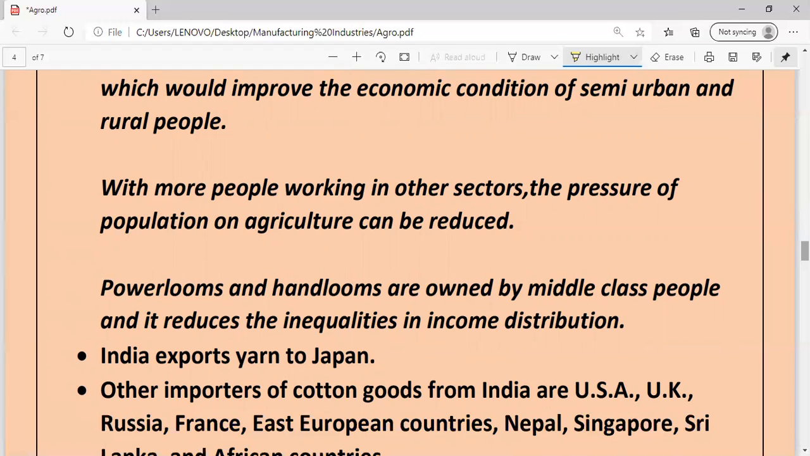Then power looms and hand looms are owned by middle class people, and it reduces the inequality of income distribution. They are not owned by high class people, they're owned by middle class people. If more middle class people come into the power loom and hand loom sector, their income would increase, and it will reduce the gap between rich and poor.